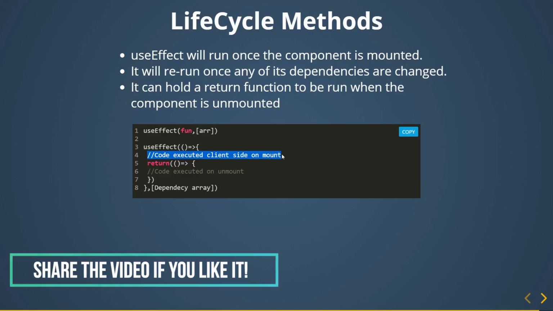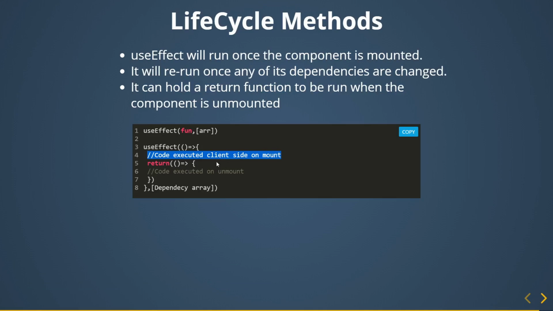So whenever that component gets mounted to the DOM, this code will be executed. And it also takes a return of that function, which is another, in this case, I just put another arrow function, and this code will be executed on unmount. So whenever the component is being removed from the DOM, this code will run.